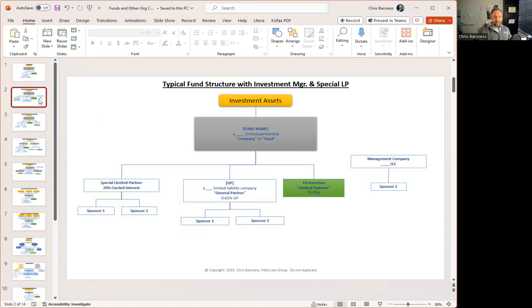Now, this shows you adding in a special limited partner and also a management company. So now let me explain why you would do that. The general overall structure in the middle is the same. However, we've added something on the right and something on the left.